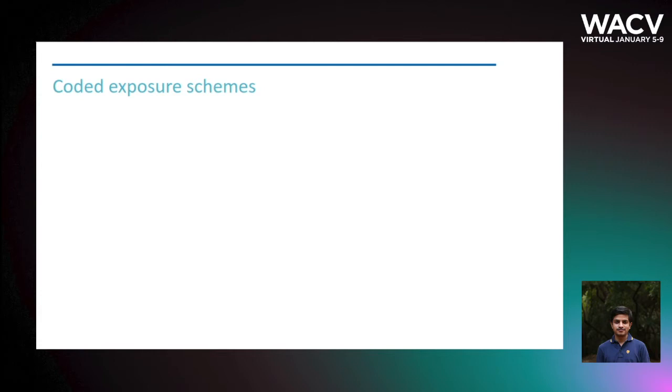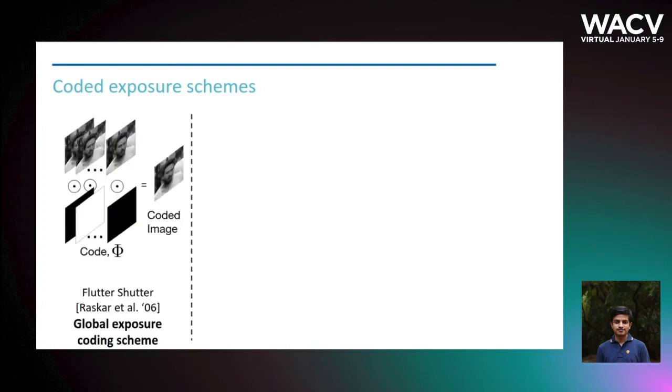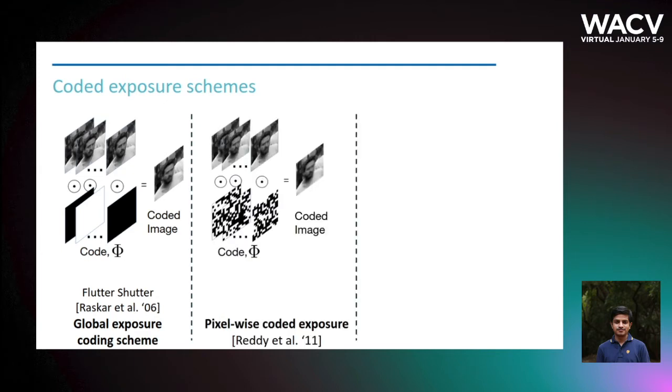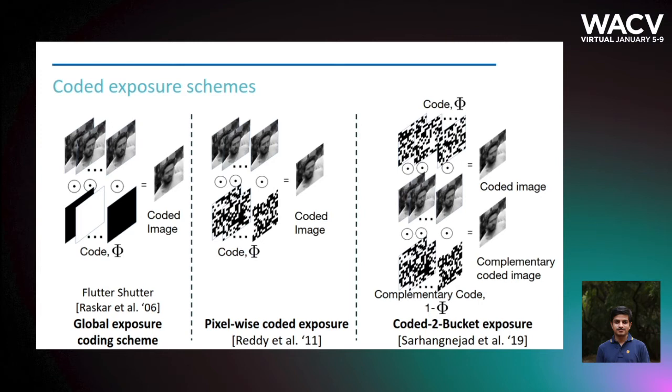We consider three popular coded exposure photography techniques. The first one is the global exposure coding technique, also popularly known as the flutter shutter. Here, all the pixels share the same exposure sequence. In the second category, each pixel has the freedom to have its own exposure sequence. Here, only a single compressed measurement is acquired per exposure of the sensor. The third category is the coded 2-bucket sensor that can acquire 2 per pixel coded measurements in a single exposure. However, the exposure sequences are constrained to be the complement of each other.